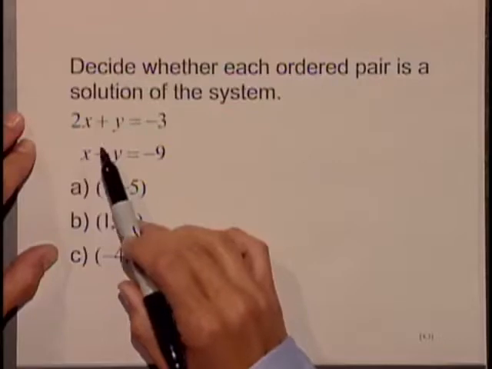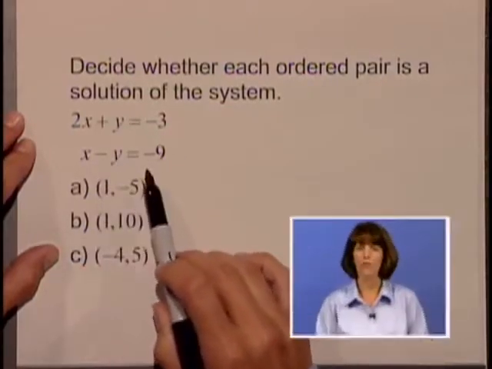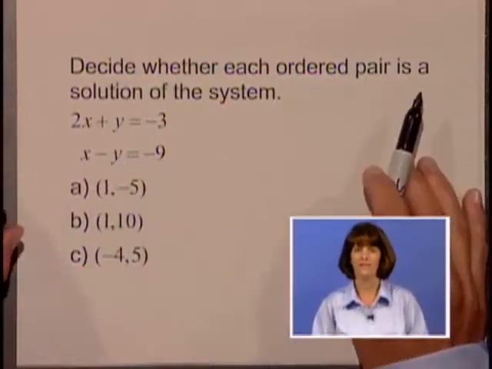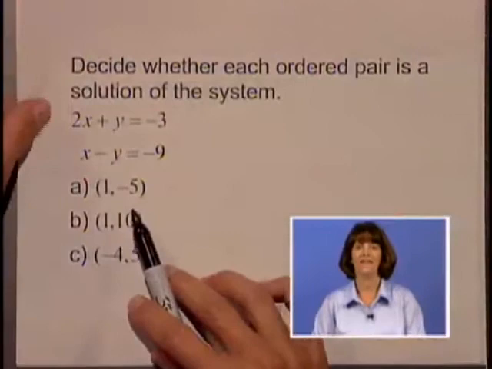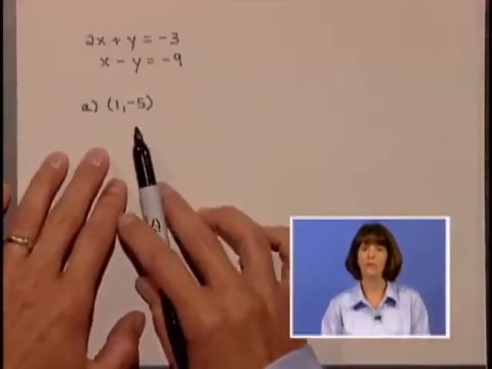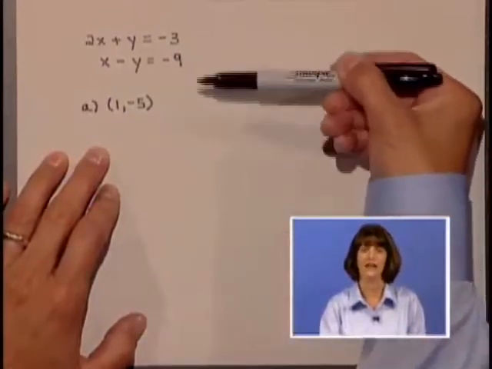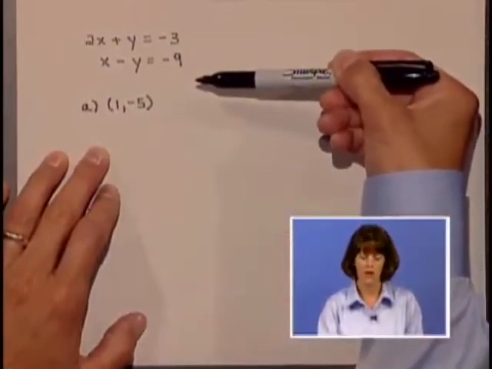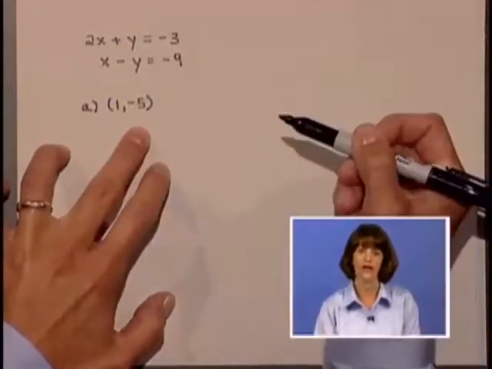Let's decide whether each ordered pair is a solution to the system 2x plus y is equal to negative 3, x minus y is equal to negative 9, starting with the point at a, (1, negative 5). To determine if this point is a solution, we need to determine whether it satisfies both of the equations. So let's plug in the values 1, negative 5 into each equation and check.